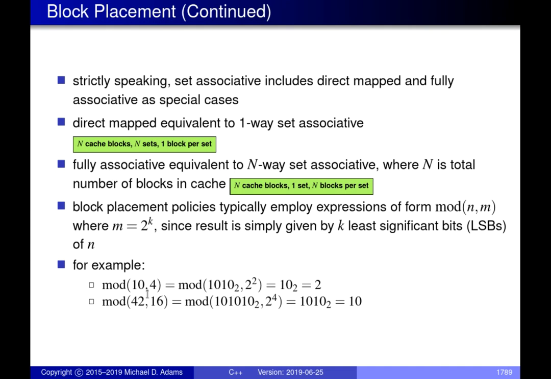So for example, if I wanted to compute the remainder when I divide 10 by 4, if I write this in binary, 10 is just 1010 in binary, and then 4 is just 2 to the 2. So basically, since the power here is 2, I can just take the 2 least significant digits of this number, which is 10 in binary, which if I write it back in decimal is 2. So it's really, really easy to do modular arithmetic where the thing that you're dividing by is a power of 2. Basically, you're just taking bits out of the number.